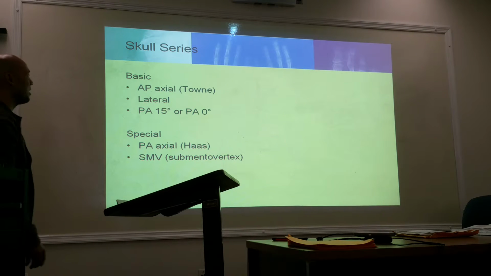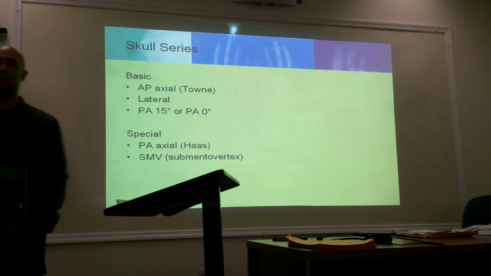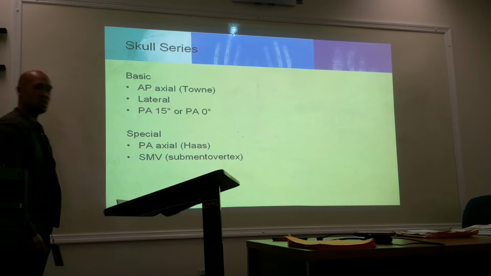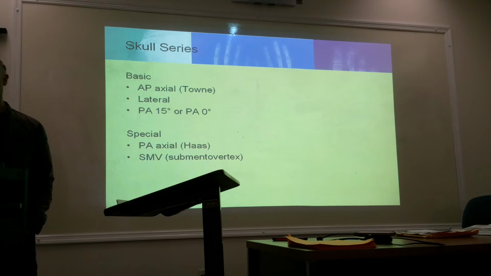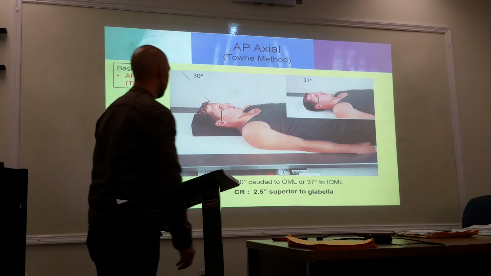Talus view, the lateral, and also the PA projection. And then we have special views, including the Haas and the SMV, or the submental vertex. Haas. All right, first one here is the AP axial.